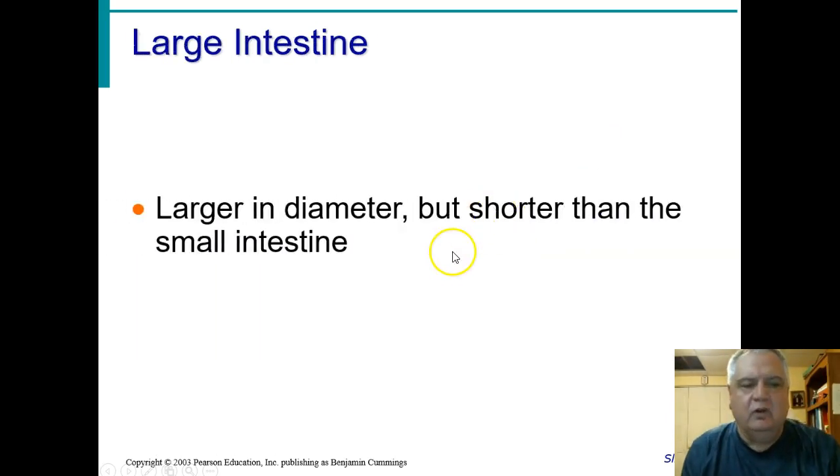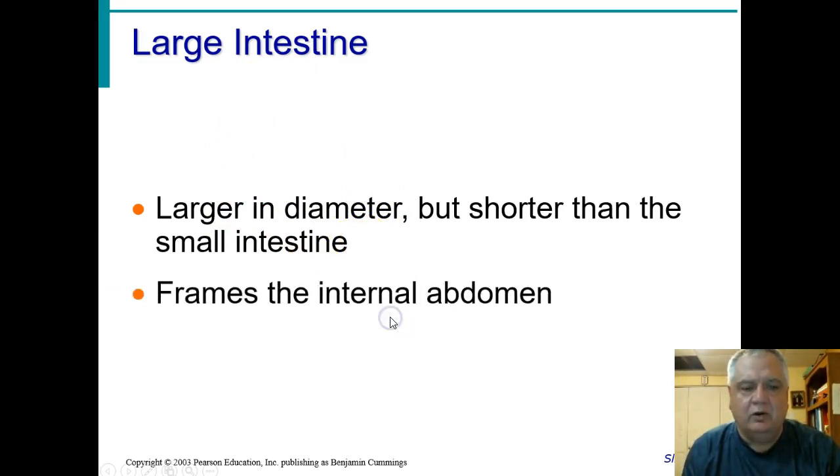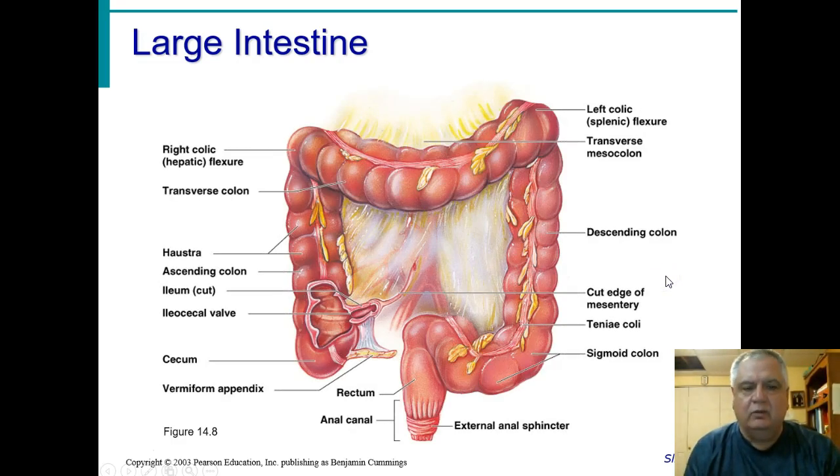Okay, that moves us on to the large intestine. The large intestine is larger in diameter than the small intestine, and that's where it gets its name. But we should note here that it's shorter than the small intestine. So the large intestine gets its name because it's larger in diameter, not because it's longer in length. The large intestine itself is going to form a framework around the internal abdomen and around the small intestine. Here we can see how it forms that framework around the small intestine and internally in the abdominal region.